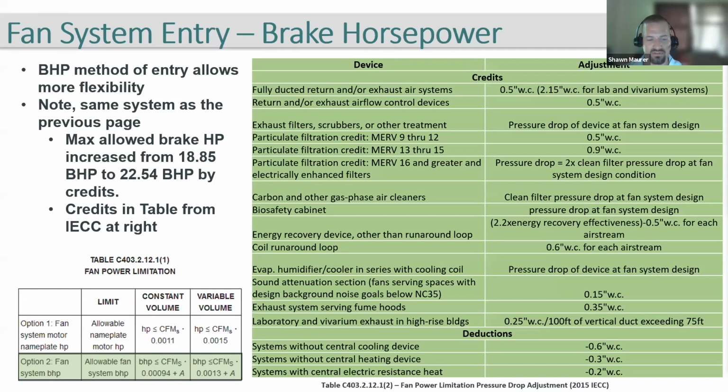Showing at the bottom left is just the slight difference in that fan power calculation. The supply CFM component is slightly reduced because you're not counting for the filters and things like you are with the fan horsepower system. But then there's an adjustment factor added on to that supply CFM calculation. And those adjustment factors are listed here in the table.